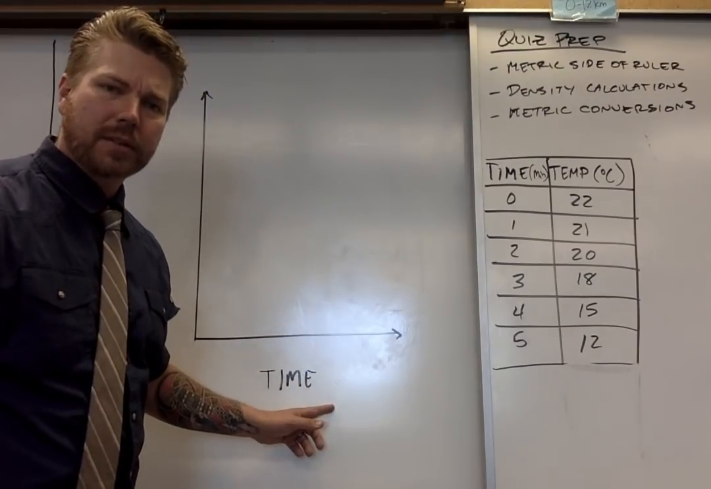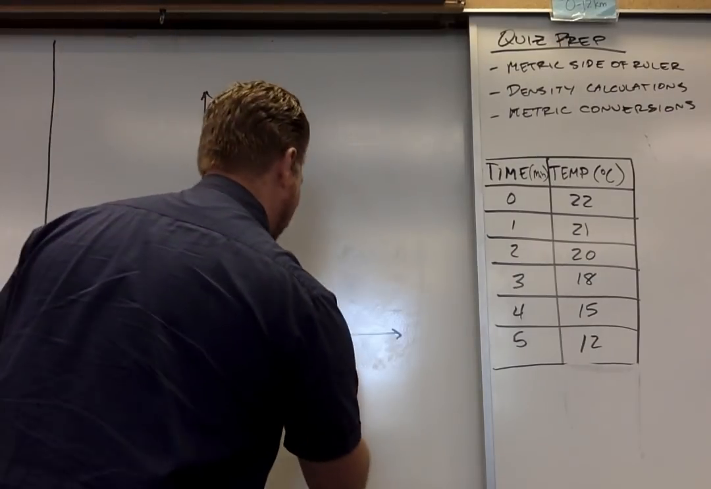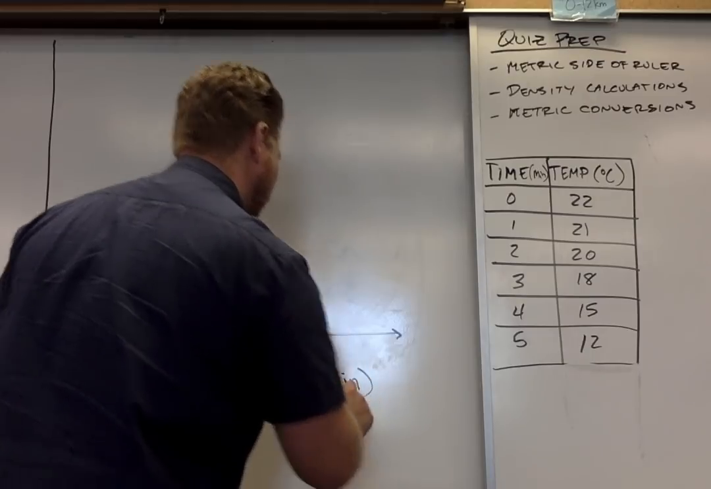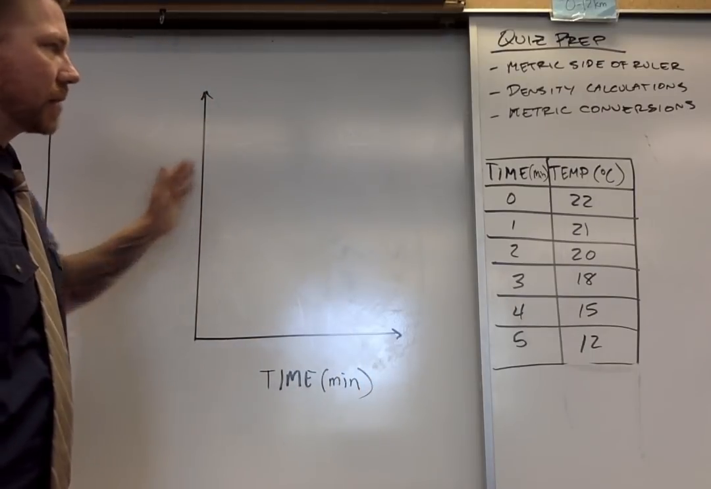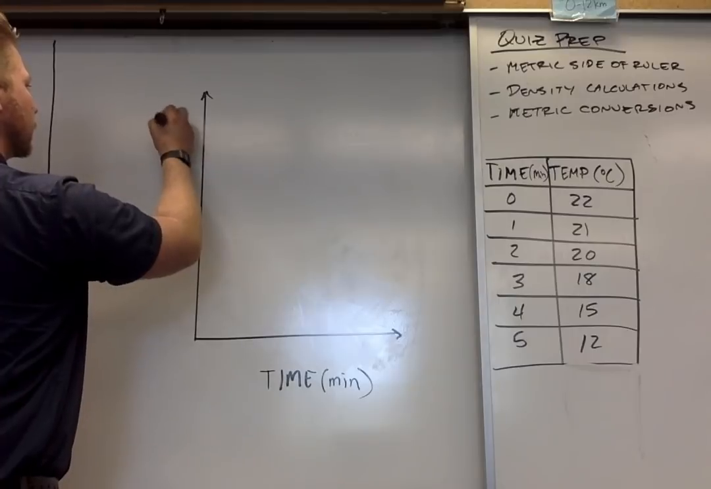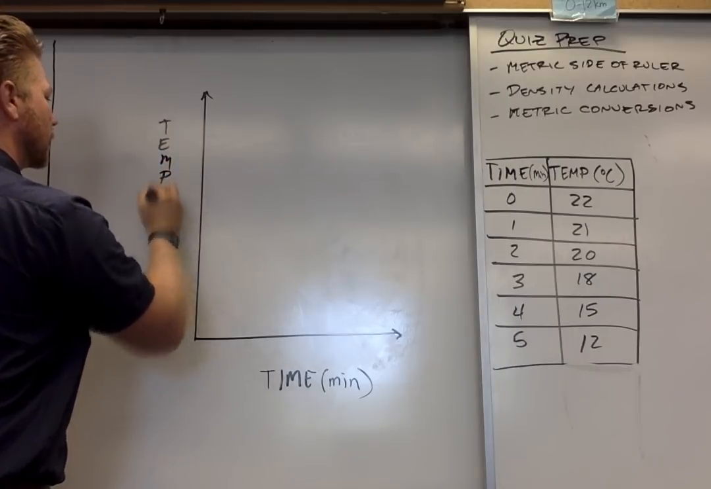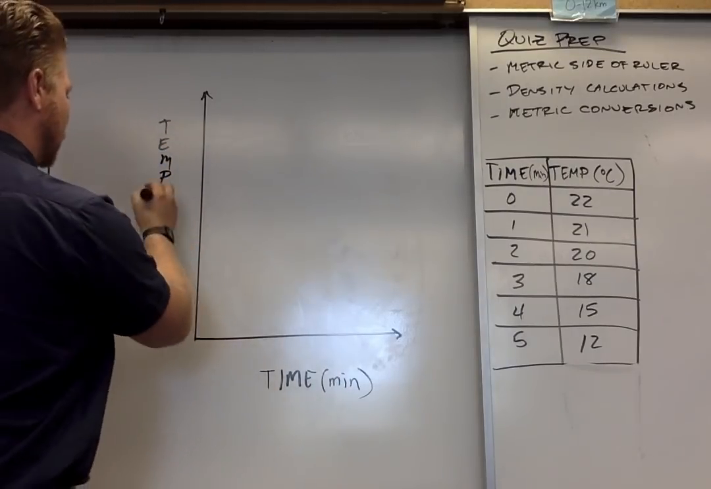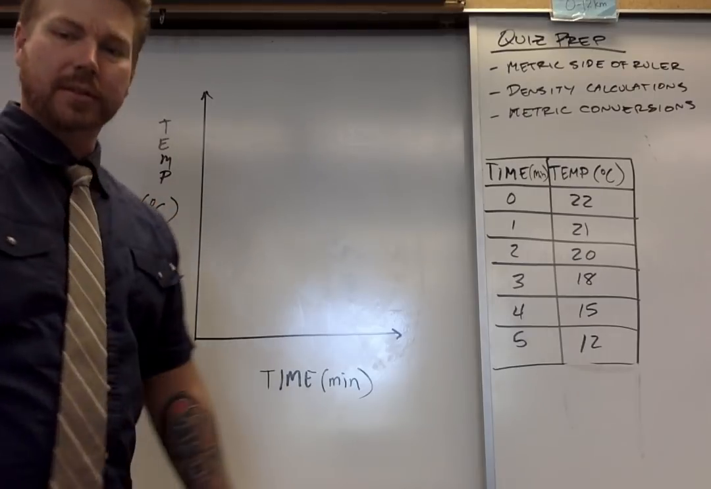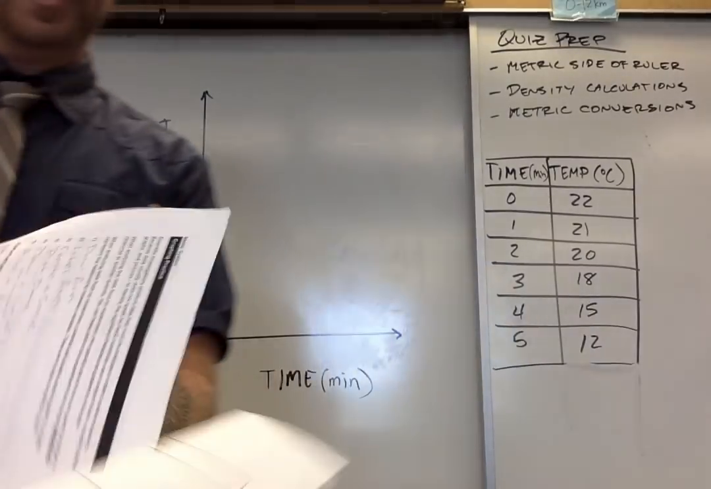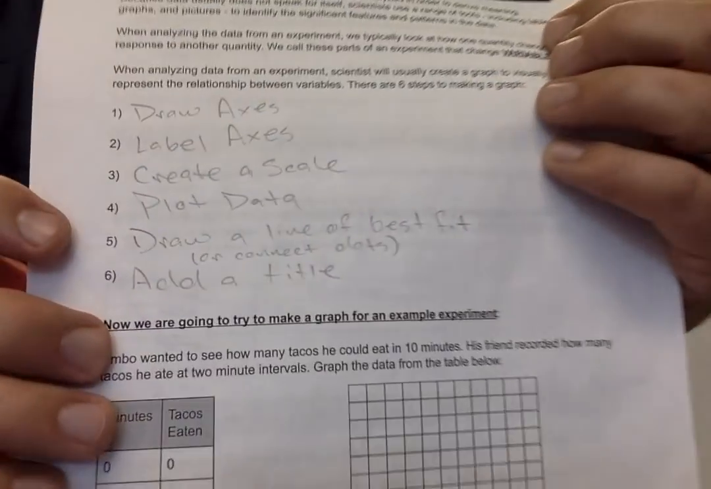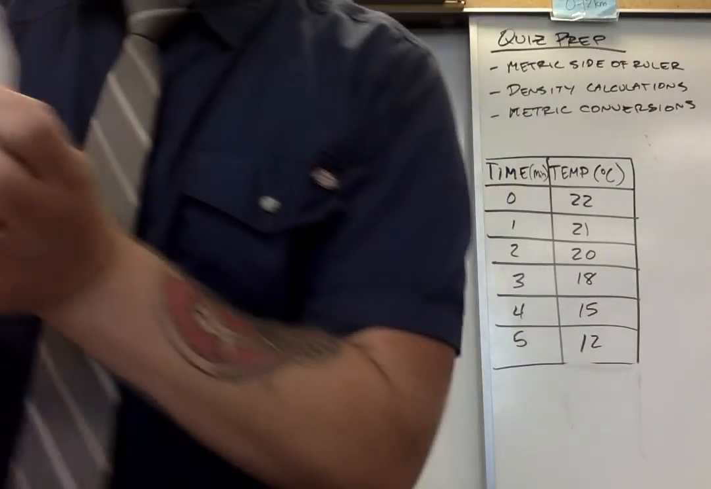Do I need to put my units here? I always need to put my units, so I'm going to put in parentheses minutes. And on my vertical axis, I have temperature. And I'm going to put my units, which are degrees Celsius. Okay, number 3 is create a scale.